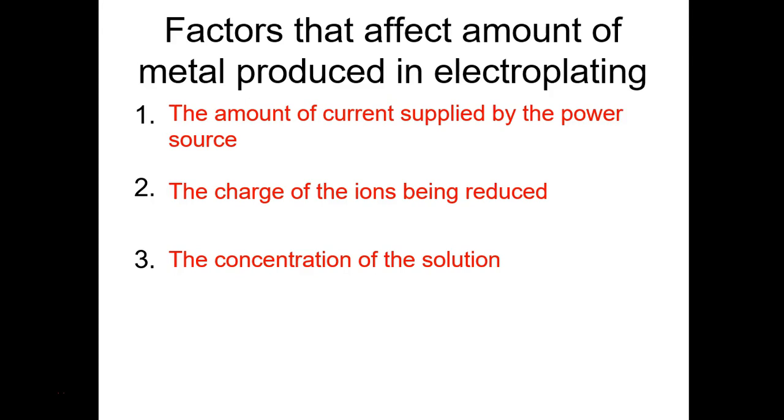And finally, the concentration of the solution. The more concentrated the solution is, the more ions are available, and also the better the current will flow through the solution. So you'll produce more ions that way. Now there's other factors at play as well. Temperature is a factor in the amount of metal, and as Ronak can tell you, that's what his IA was, as well as the surface area of the electrode or the identity of the electrode.